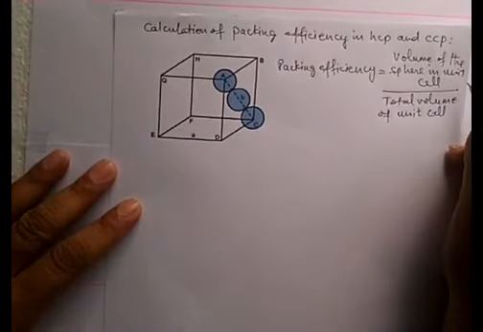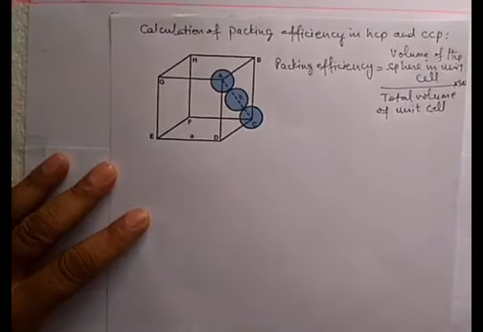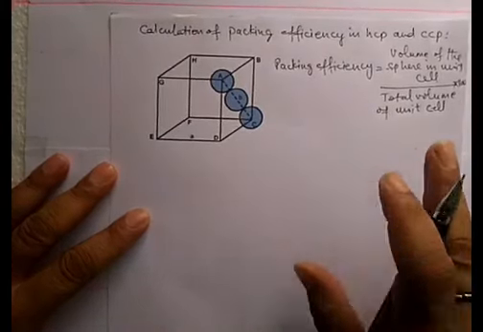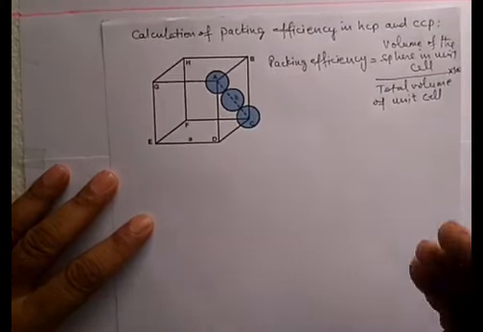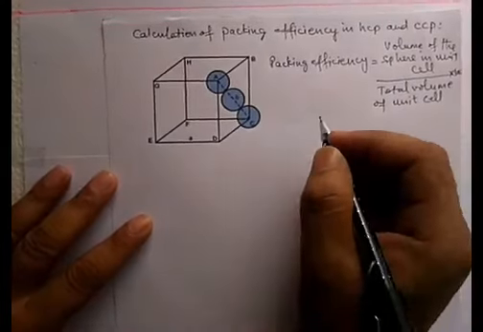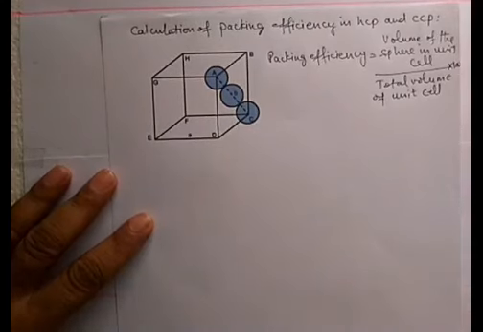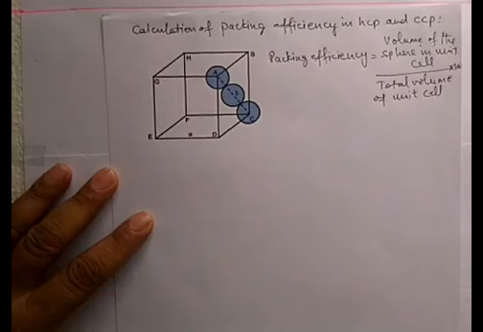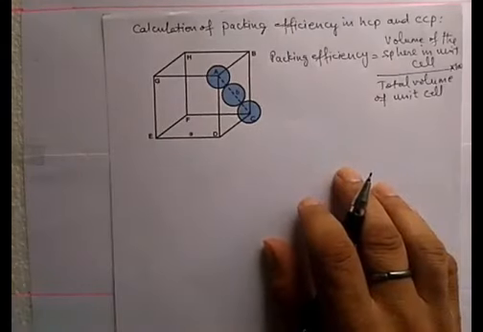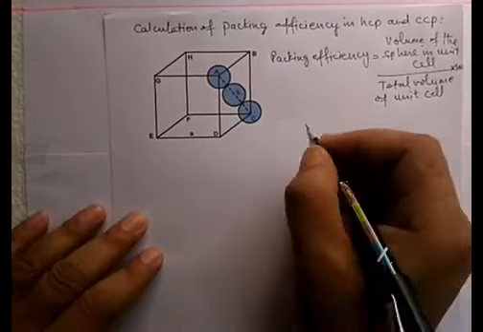Whenever there is a calculation of percentage, the value is always multiplied by 100, so I put it here. This is packing efficiency, and it has to be calculated percentage-wise. Now let's begin the calculation of packing efficiency in HCP and CCP solids. First of all, how many atoms are there in a unit cell of HCP or CCP? There are always 4 atoms.